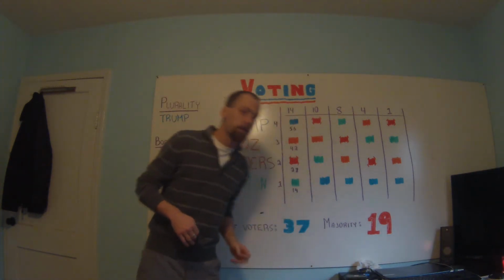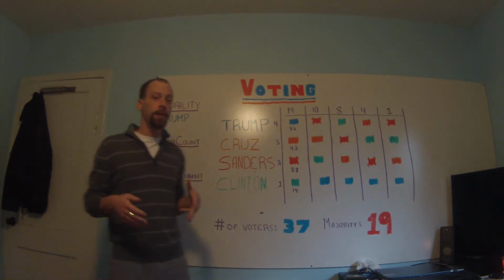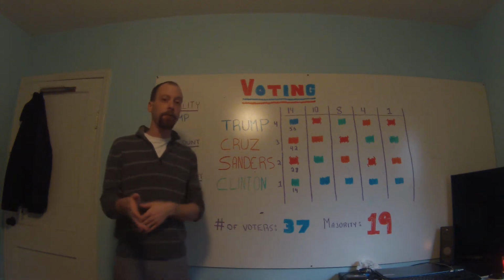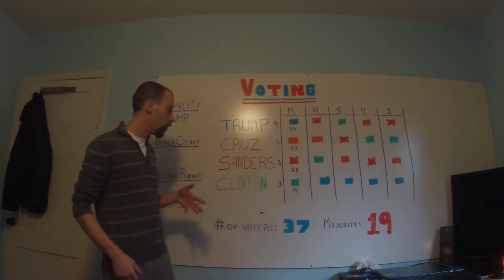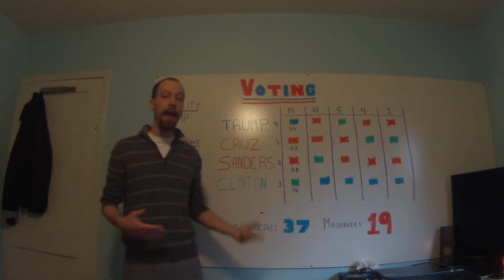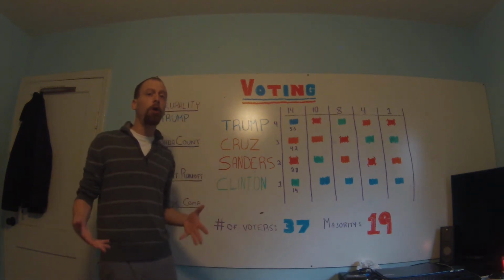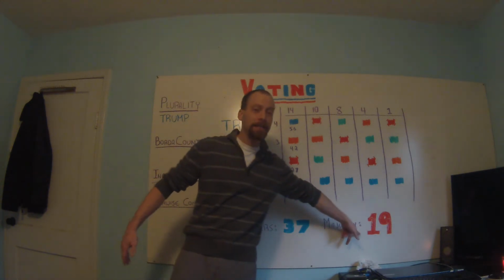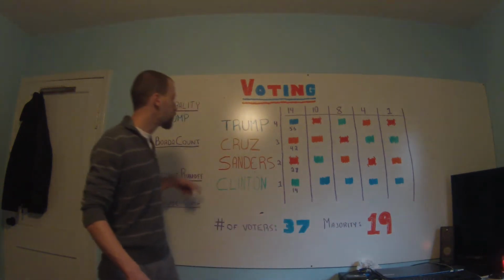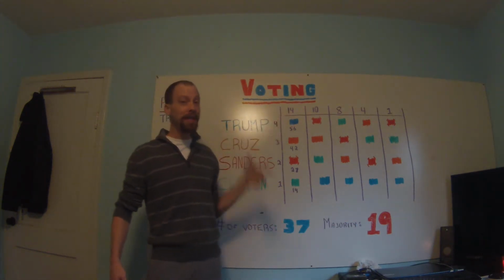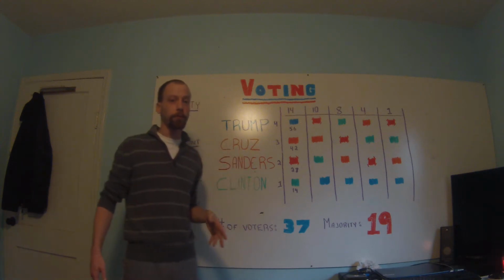Now, this is called plurality, and it has to be defined. It's definitely different than majority. Majority would be more than half of the votes. We have 37 voters, so the majority in our vote would be 19 voters. Trump won with 14 votes. He didn't have the majority of the votes.